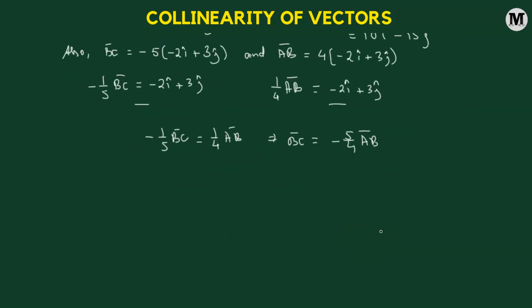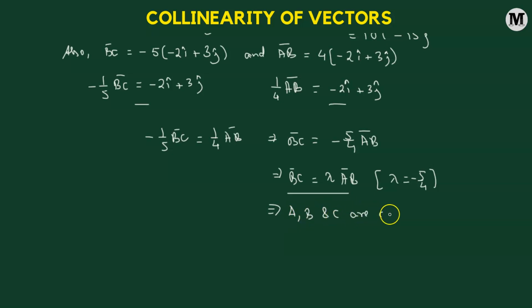So here we have expressed the vector BC as some scalar lambda multiplied by the vector AB. Here lambda equals negative 5 over 4. Now whenever this particular criterion is met, this simply tells us that the points A, B, and C are collinear. So we have successfully proved the problem.